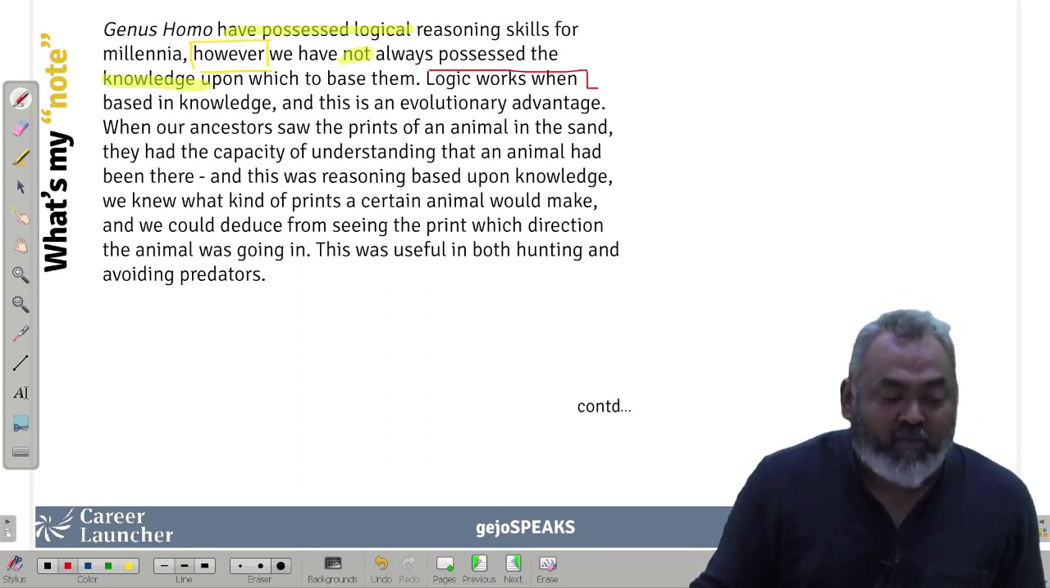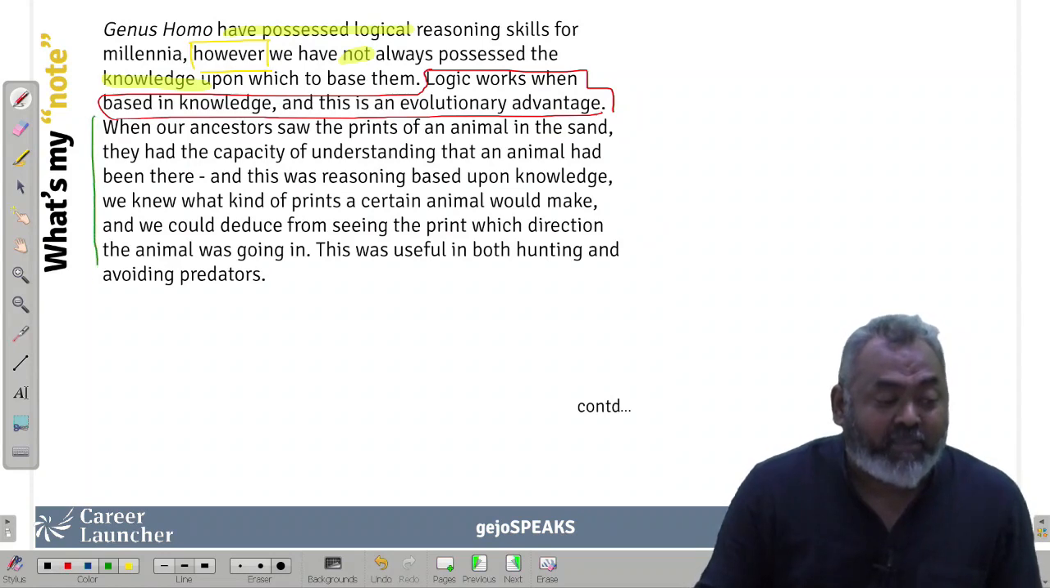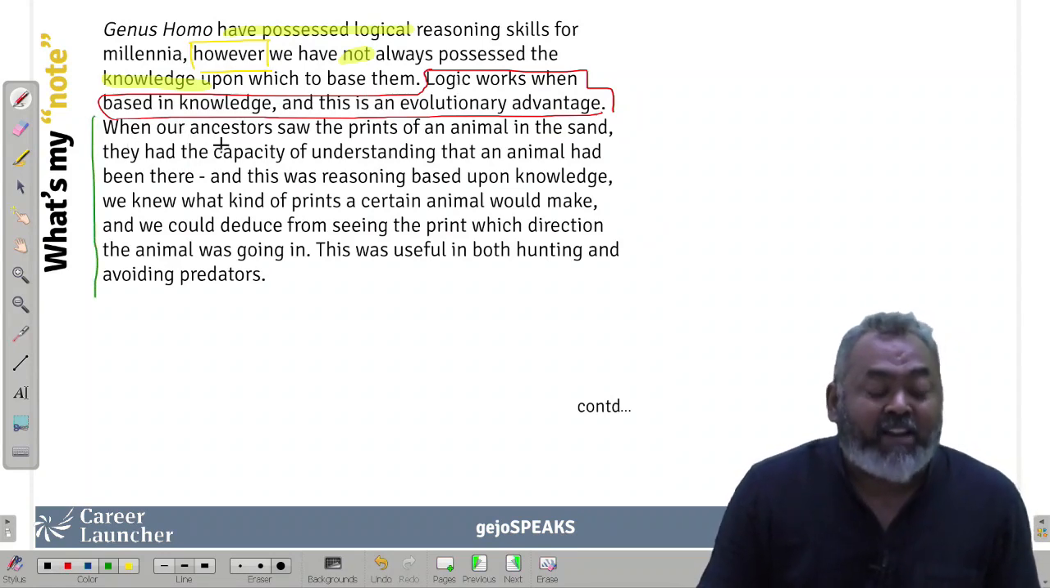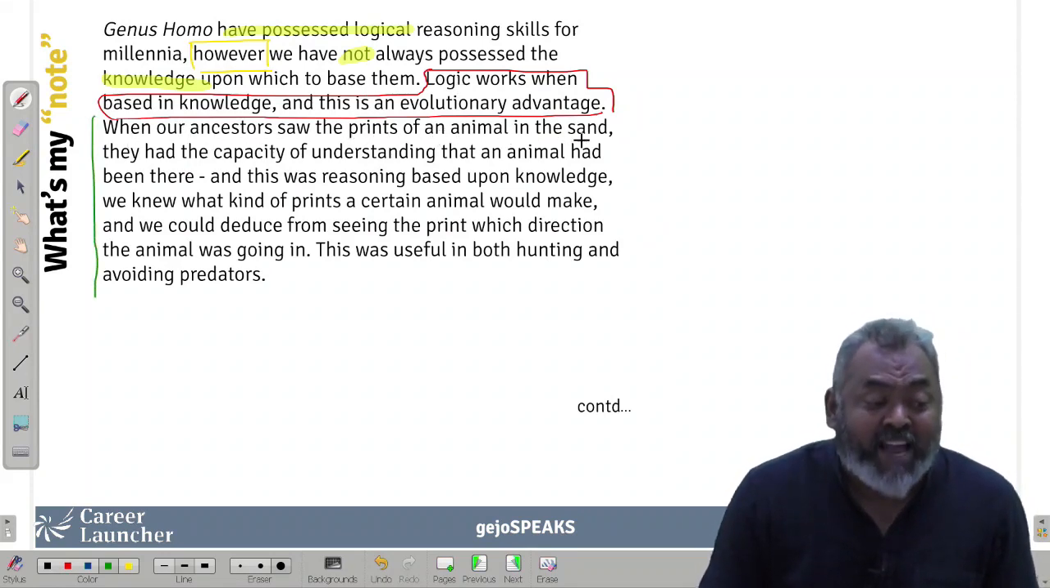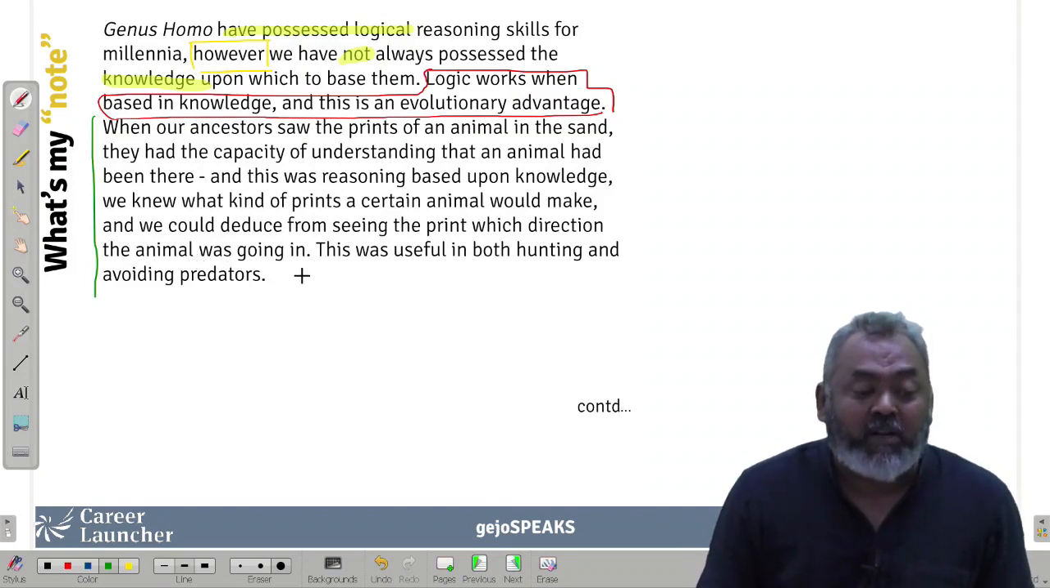Logic works when based in knowledge. This has evolutionary advantage. And then the next part is just justifying that claim. When our ancestors saw the prints of an animal in the sand, they had the capacity of understanding what animal had been there, and this was reasoning based upon knowledge. We know what kind of prints certain animals would make, and we could deduce from seeing the print which direction the animal was going in. This was useful in both hunting and avoiding predators.